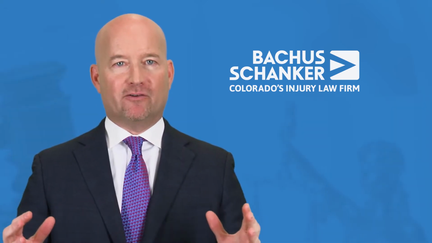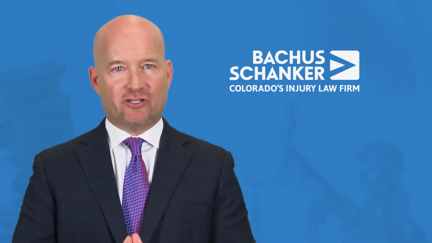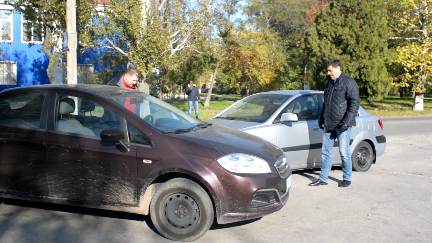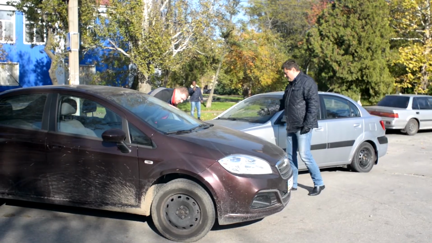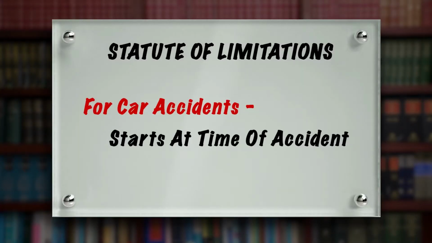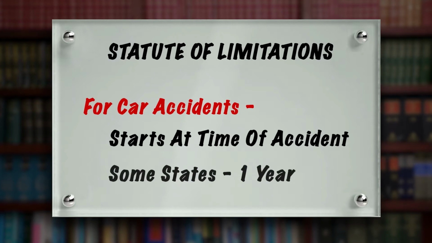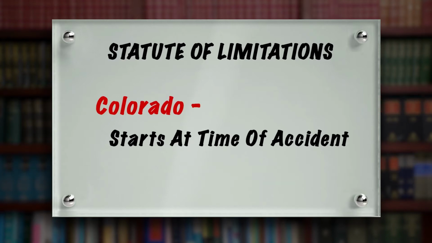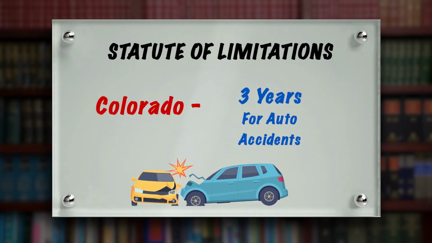There are, however, some important distinctions about when a statute of limitations begins to start. For things like a car crash, a statute of limitations begins to run when the car crash occurs. Some states have a 1 year statute of limitations, 2 year, 3. In Colorado, we have a 3-year statute of limitations that applies to automobile accident claims.